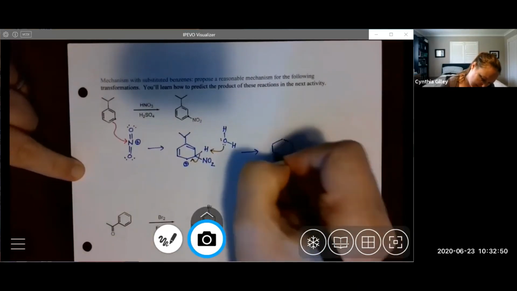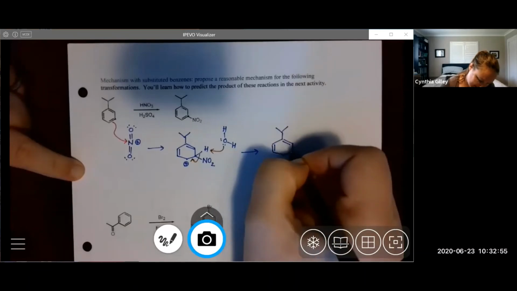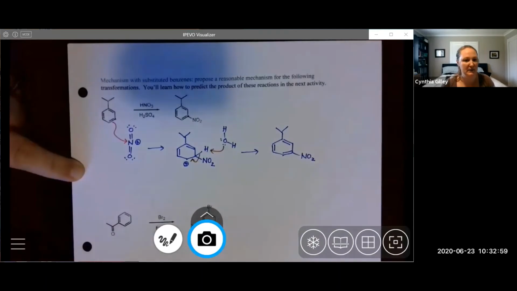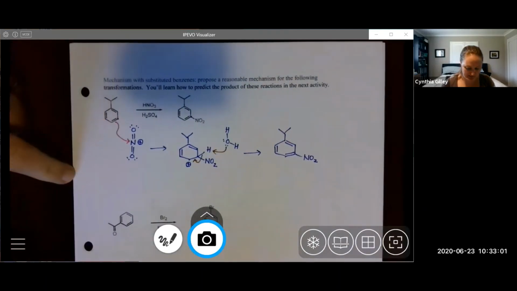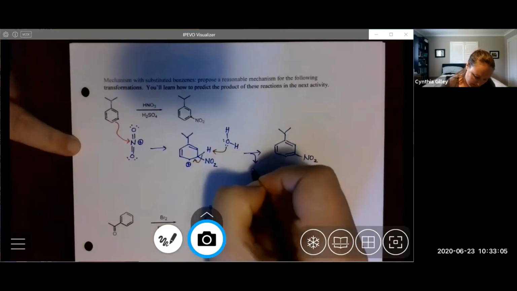Now we have generated the product that the mechanism asked us to generate, which is actually a very minor product in this reaction. We'll find out more about that next time. The byproduct of this last acid-base step is H3O+.